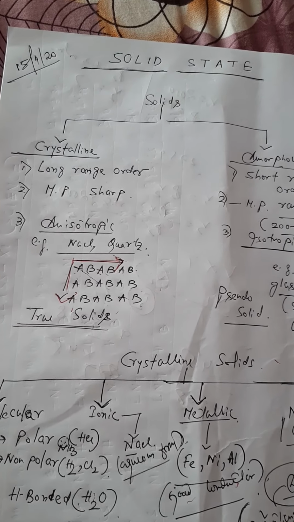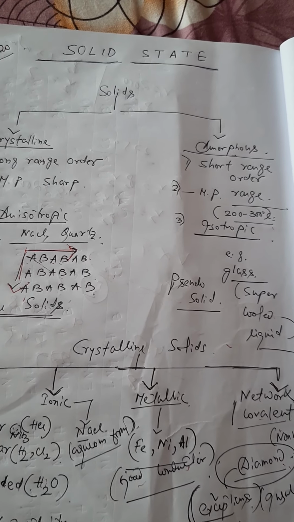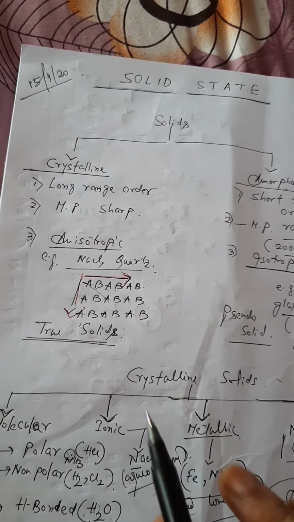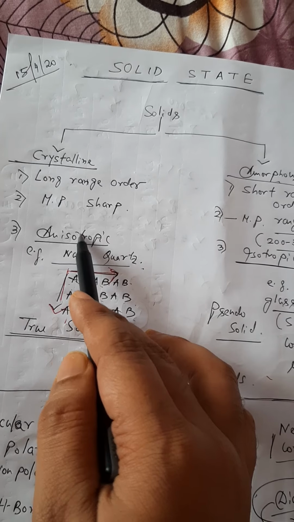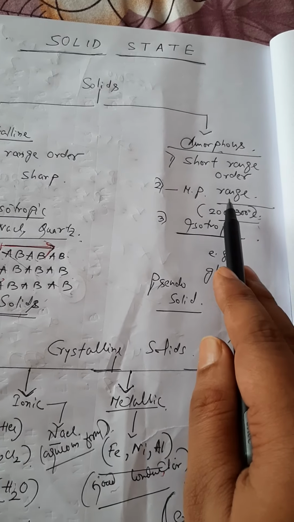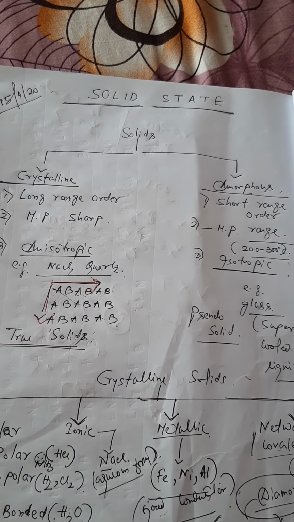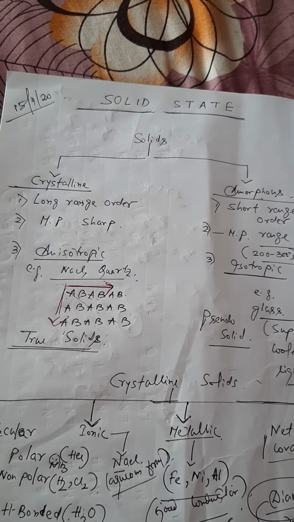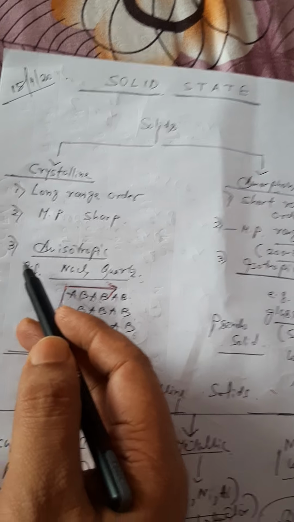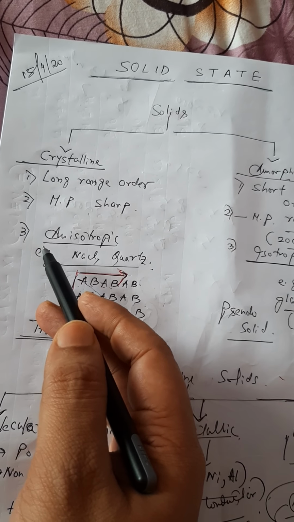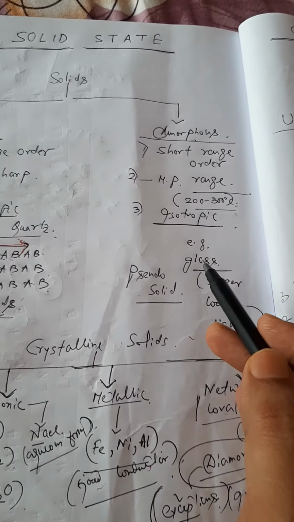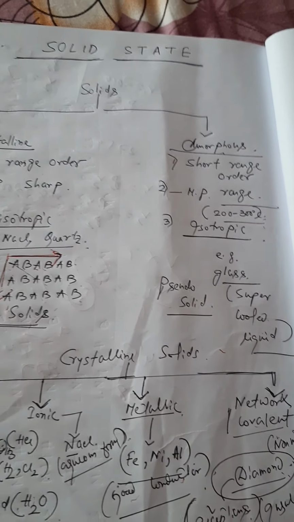Crystalline means long range order. Amorphous means short range order. Crystalline have a sharp melting point. Amorphous, there is a range of melting point, 200 to 300 or 200 to 250, whatever. And another big difference is crystalline solids are anisotropic and amorphous solids are isotropic.